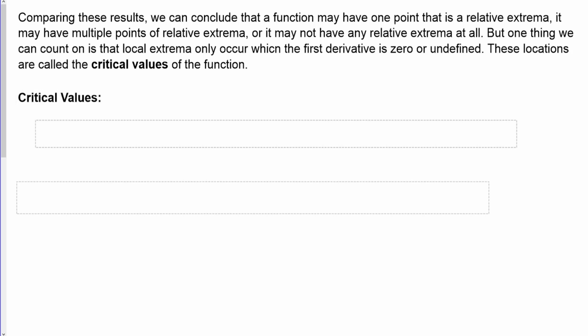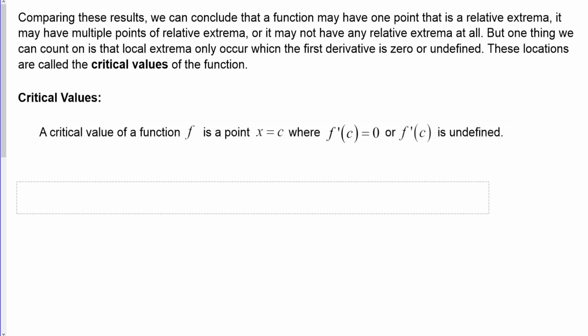So to define a critical value, we say that the critical value of any function f is a point x equals c where the first derivative evaluated at c is equal to 0, or the first derivative evaluated at c is undefined.